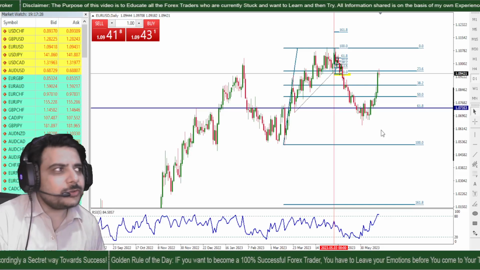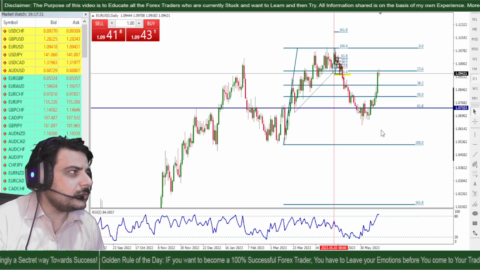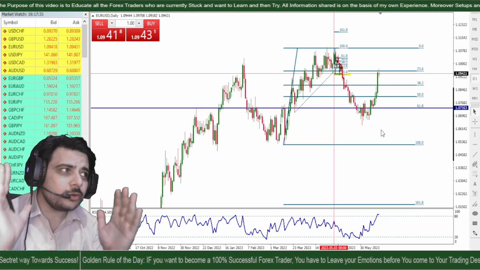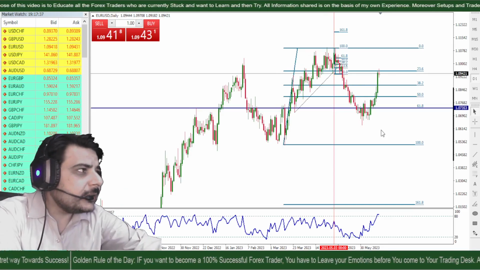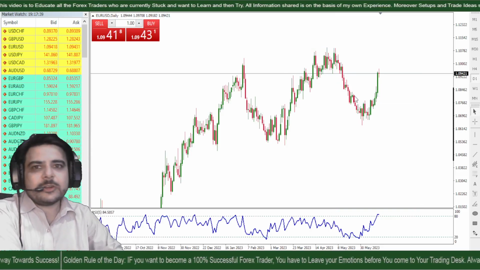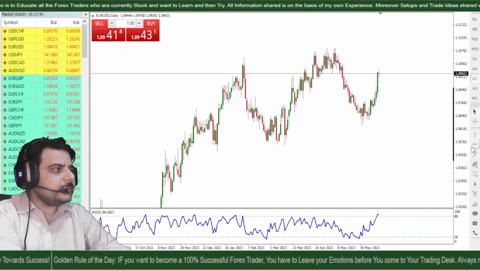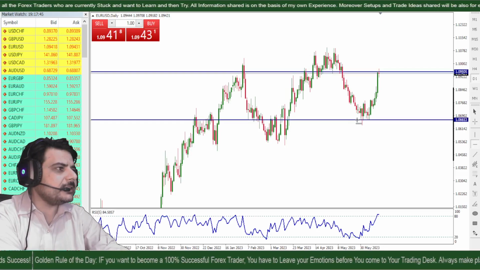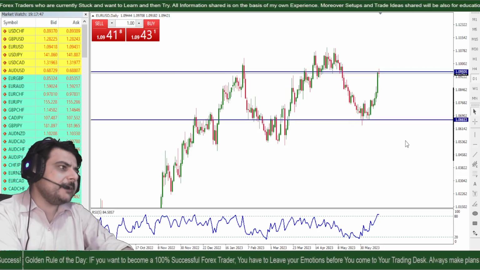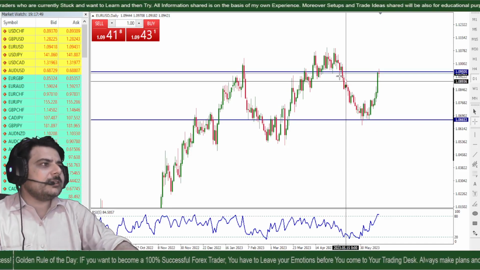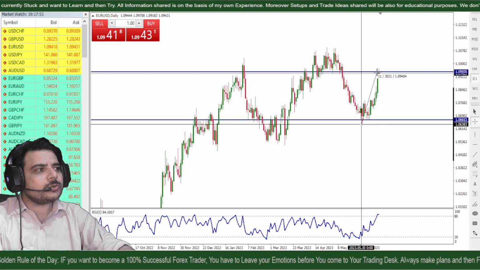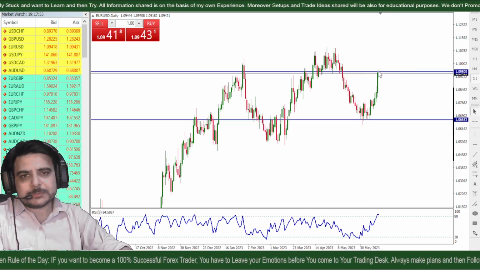Now on the euro US dollar, 1.09421, this is the level. All of you must be aware of it, that this is my level. I am drawing some levels on the chart like this, randomly, and you will clearly know that this whole impulsive wave I have followed and this whole impulsive wave I have followed.